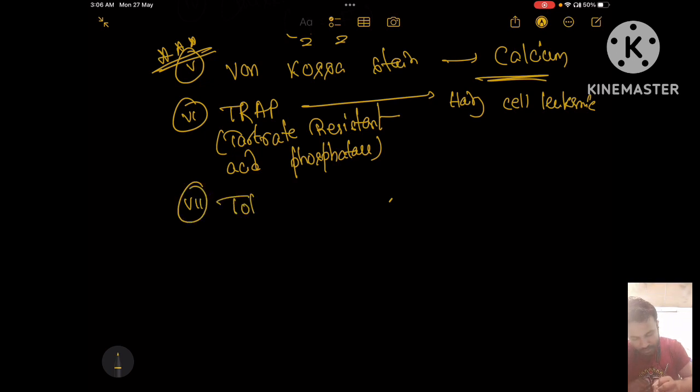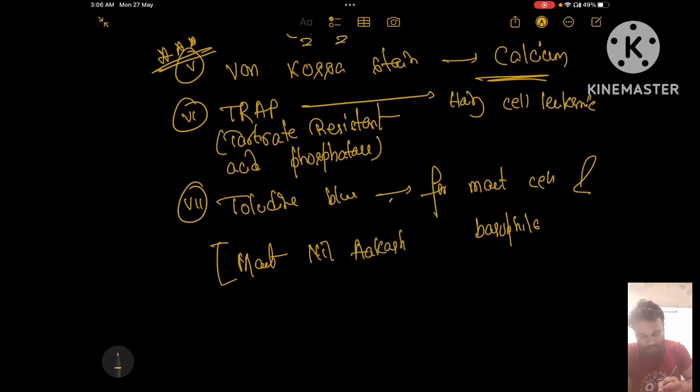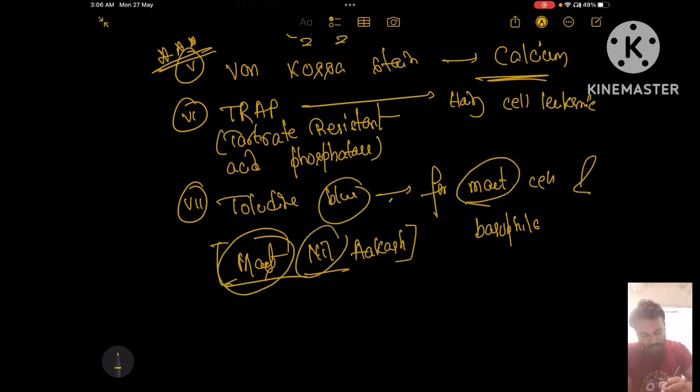Next, toluidine blue for mast cells and basophils. How can you remember it? In Hindi, mast neel aakash. Mast goes for mast cell, neel goes for blue, and B for basophil.